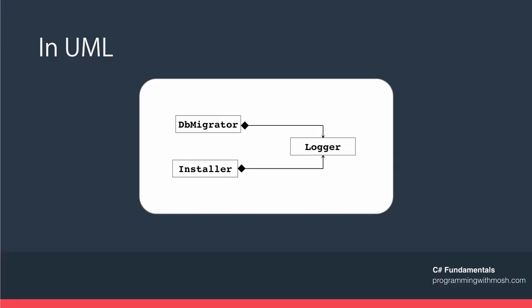So here, the logger class has the capability to log messages in a text file. dbMigrator and installer, they both have a relationship or association to the logger class. The type of relationship is composition, as indicated by the black diamond on the left side of the relationship.